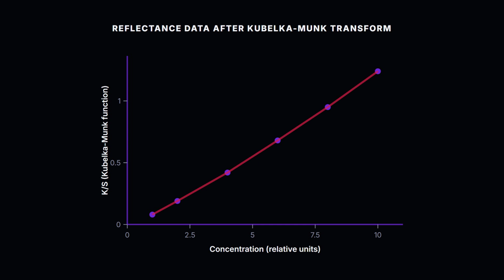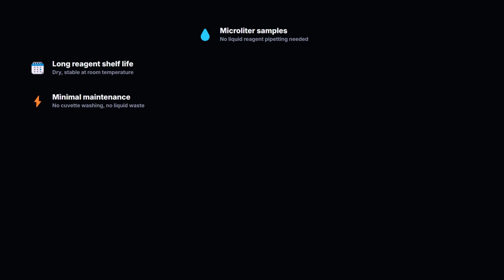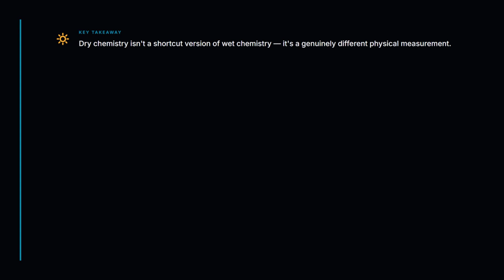The practical payoff of all this physics. Dry chemistry needs only microliters of sample, skips liquid reagent prep and cuvette washing entirely, and gives reagents a much longer shelf life, which is exactly why it dominates point-of-care and low-resource testing. Reflectance photometry isn't a workaround or an approximation of transmission photometry. It's a physically distinct measurement principle, engineered specifically for a scattering medium that transmission optics were never built to handle.